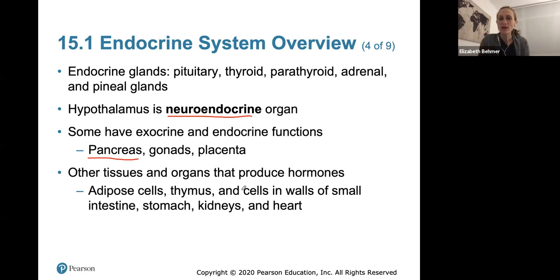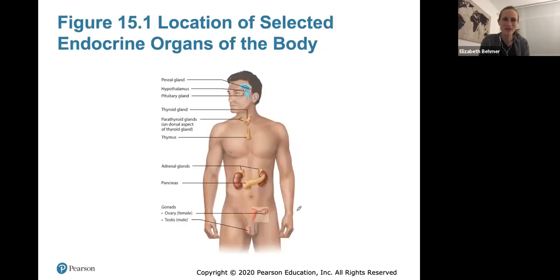Other tissues and organs also produce hormones in the body. Your adipose cells, the thymus cells, and the walls of the small intestine produce different hormones to help with digestion. Your stomach, your kidney, and your heart produce a hormone, and we'll get to that too. So here are the locations of selected endocrine organs throughout the body. I took a look at your next exam, and you will have a labeling picture that looks like this, labeling the different endocrine glands throughout the body.